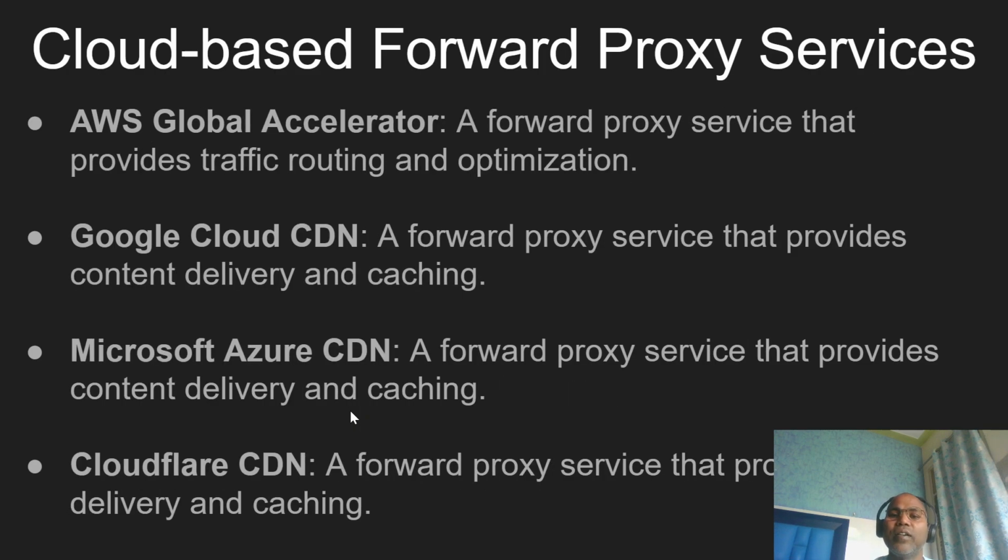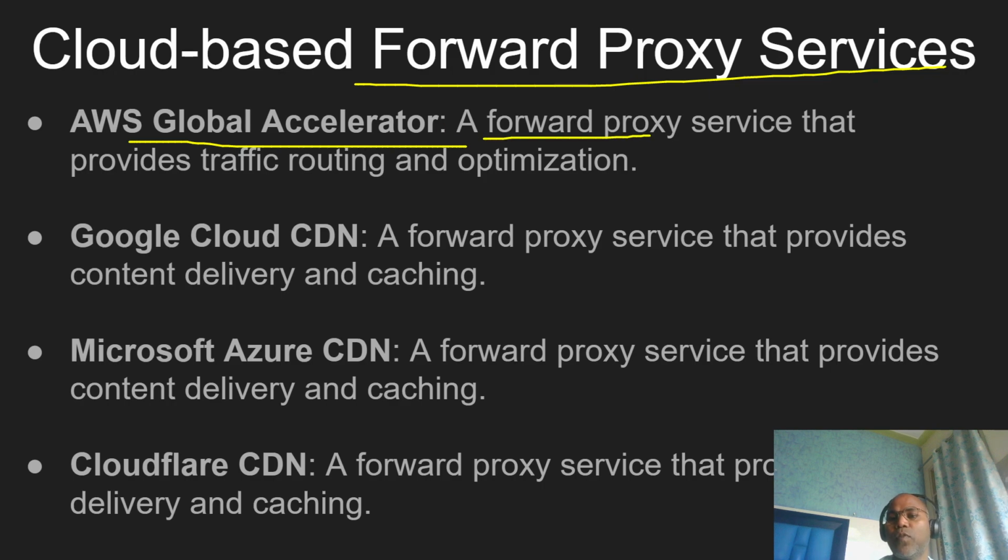Even if you talk about forward proxy providers, the AWS Global Accelerator is a forward proxy service that provides traffic routing and optimization. You can also talk about Cloud CDN, Azure CDN, and Cloudflare CDN.